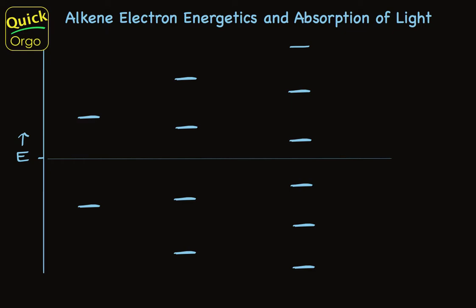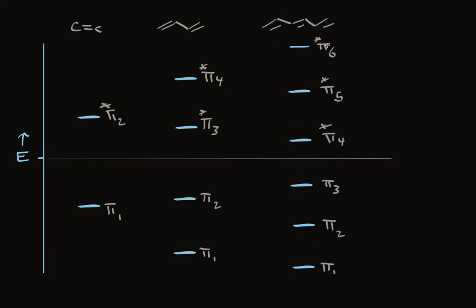Now here I've summarized the energetics of the ethylene, 1,3-butadiene and 1,3,5-hexatriene pi systems. This is ethylene, pi 1 and pi 2. This is butadiene, and this is the hexatriene, 6 MOs. In each case, the bonding orbitals are filled and there are no electrons in the antibonding orbitals.